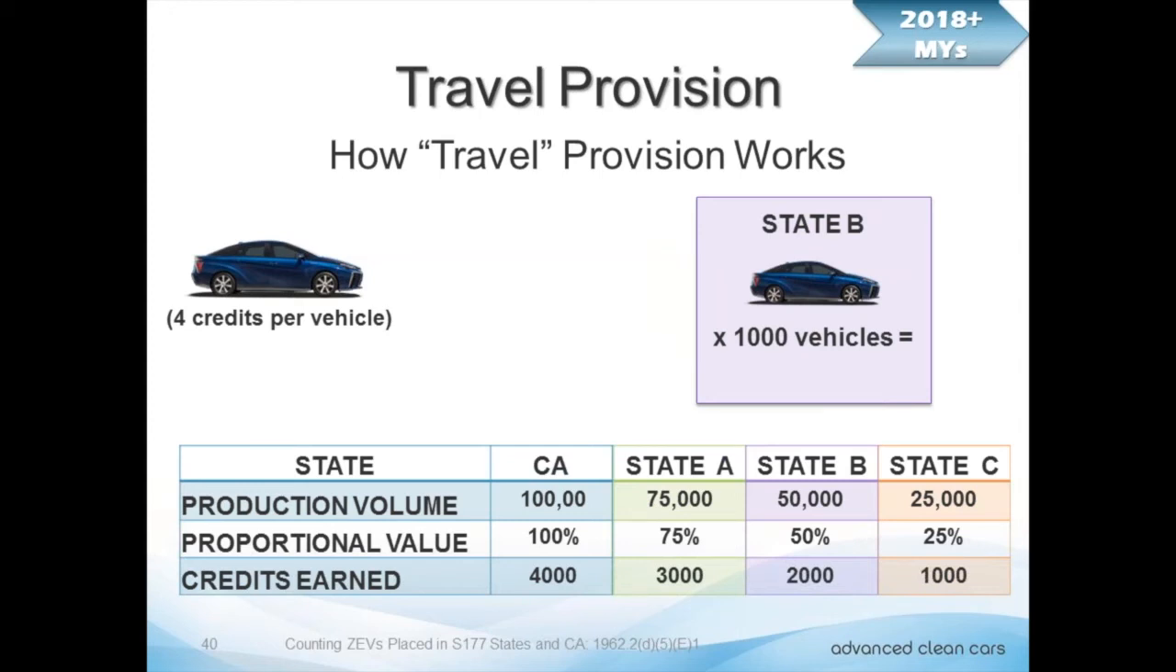As a result, you would still earn 4,000 credits in California, 3,000 credits in state A, 2,000 credits in state B, and 1,000 credits in state C. Notice that the value of the credits in each state is the same. The only difference is that when you travel from California, you retain all of your credits, whereas if you travel from any of the other states, the credits in your account are reduced.